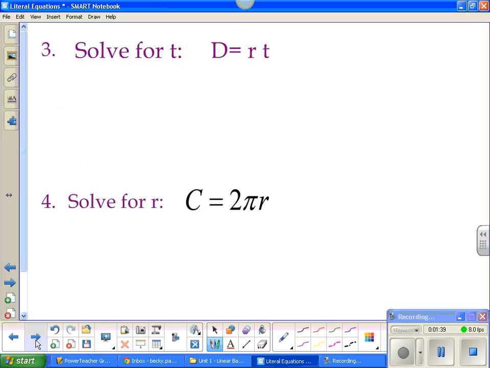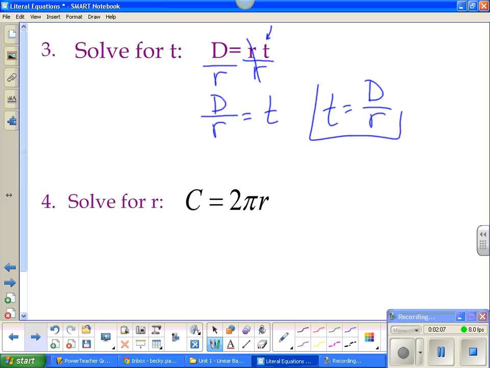Number 3 says solve for t. So here's my t. What's with my t on that side of the equals is an r. They are being multiplied together. So in order to move that r, I have to divide by r. I do the opposite of multiplication. That causes these to cancel. On this side, I have d over r equals t. If you switch it around, you'll have t equals d over r.